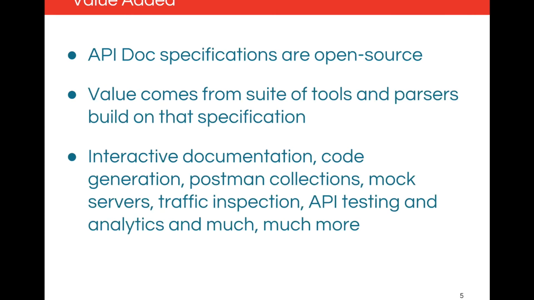The best specifications, and there's a number of them out there, are open source, and that enables third-party developers to build on top, build parsers, and build tools to give you that added value. Some examples of the tools that are out there are interactive documentation, code generation, Postman collections, mock servers, traffic. There's a long list here. And there's more.